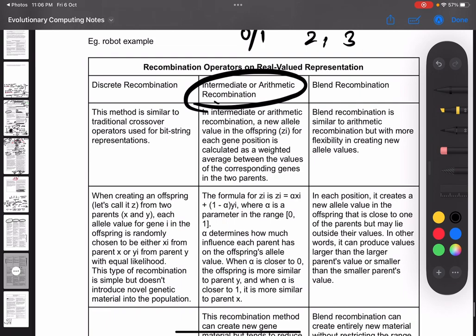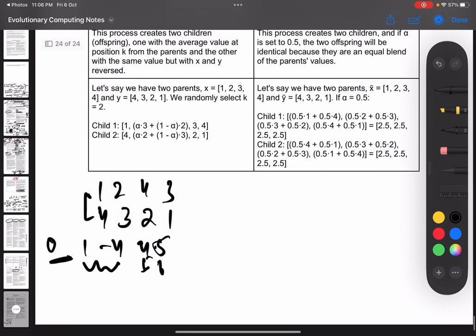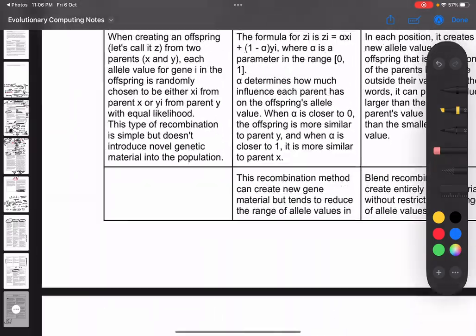For the blended recombination, there is some sort of maths we do where it is possible to take the value outside of this range itself. Now, I don't know how that mathematics is done, and I'm not going to bang my head over it. I'm not even sure how it's written in the book, but I think just understanding this much is enough.